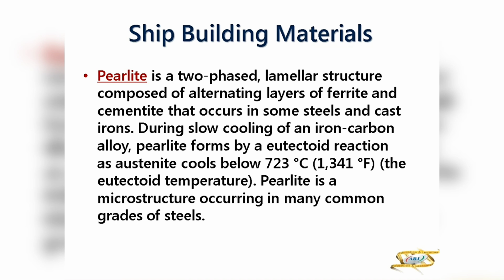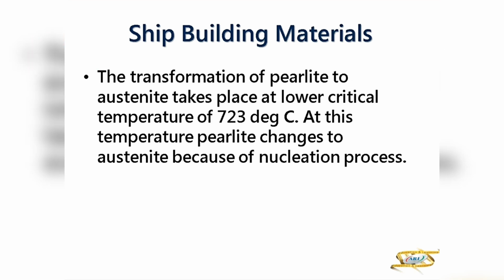Now, when you do the heat treatment, it depends on whether you cool very fast or slow. When you're doing slow cooling of iron carbon, pearlite forms by eutectoid reaction. When the austenite, that's another form, cools below 723 degrees Celsius, you have the structure in certain grades of steel also. The transformation of pearlite to austenite takes place at the lower critical temperature of 723 degrees Celsius, and the pearlite changes to austenite because of the nucleation process.